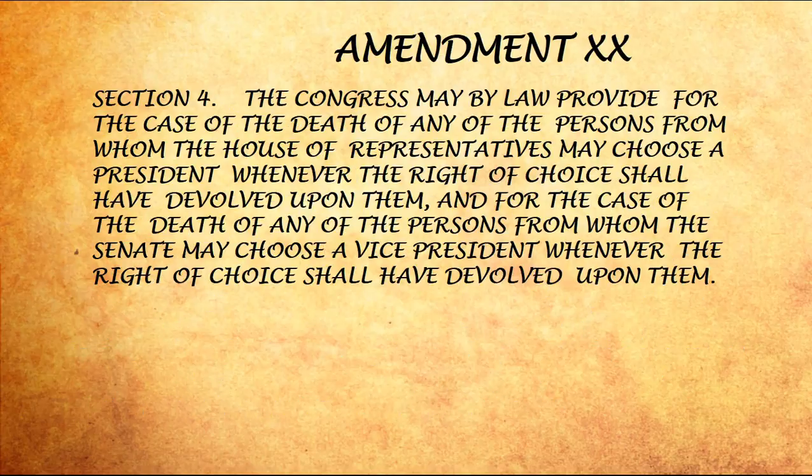be selected. Section 4. The Congress may by law provide for the case of the death of any of the persons from whom the House of Representatives may choose a President whenever the right of choice shall have devolved upon them, and for the case of the death of any of the persons from whom the Senate may choose the Vice President whenever the right of choice shall have devolved upon them.